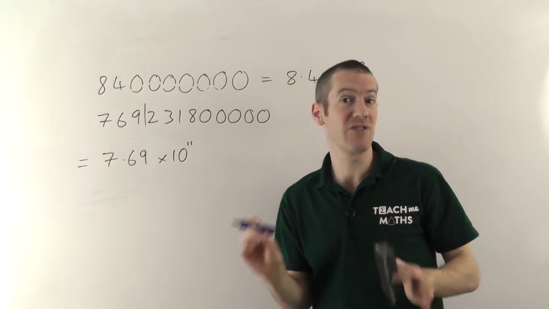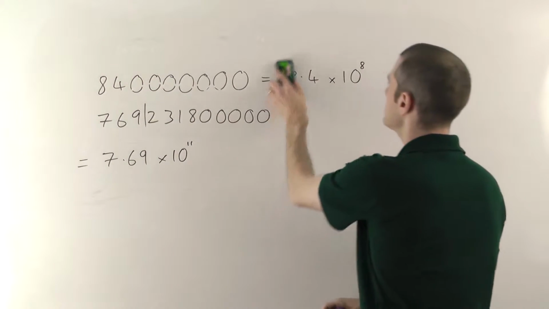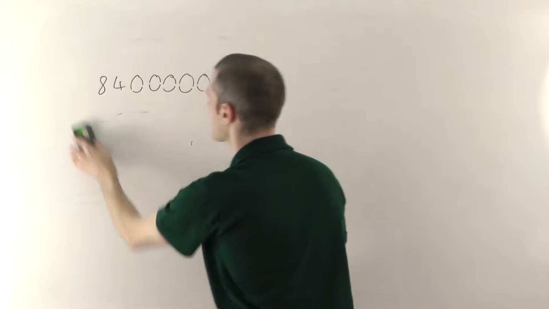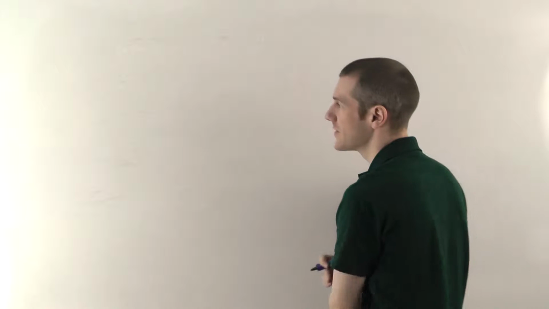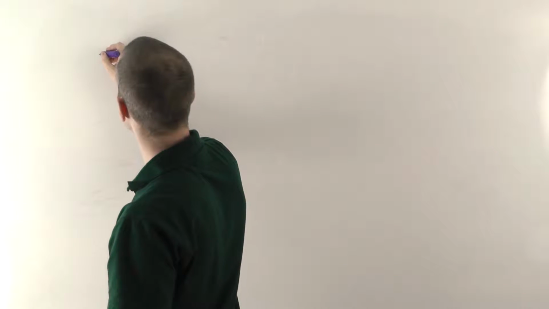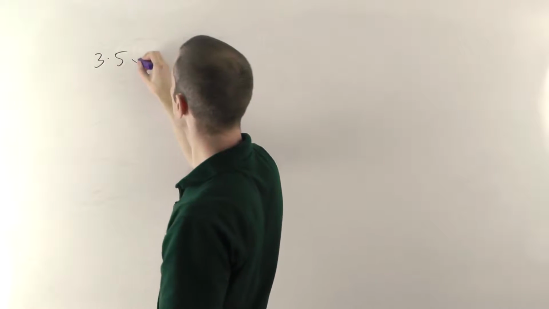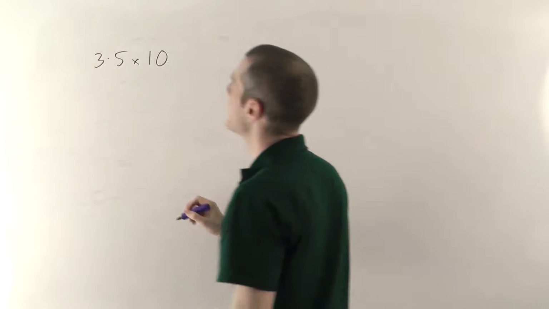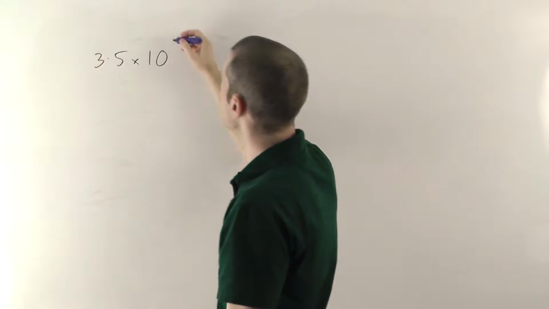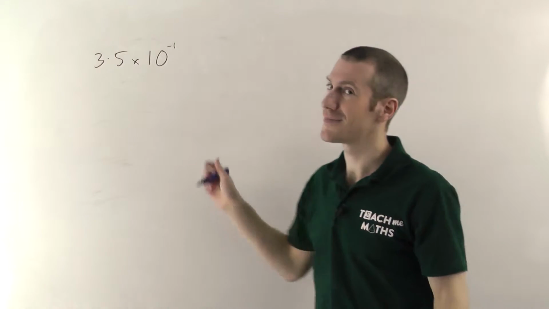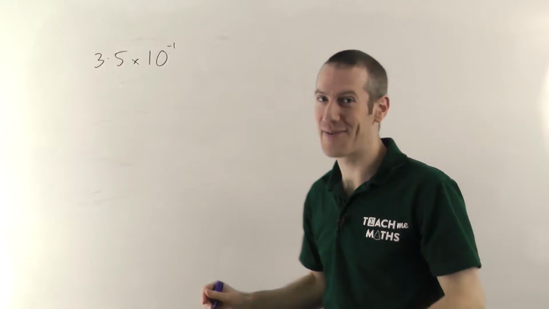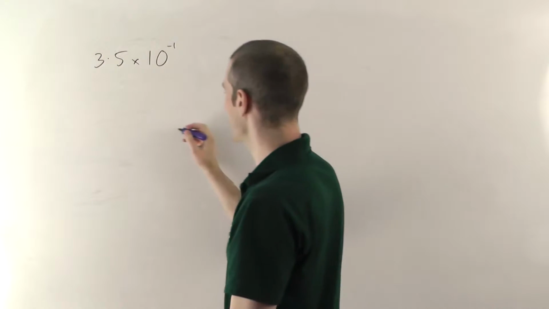Let me show you how really small numbers work. So again, I'll start with a pattern, see if you can spot the pattern. We'll have 3.5 this time. And for small numbers, we're going to be using a negative power. Now, can you remember the rule for negative powers? Let's just remind you quickly.